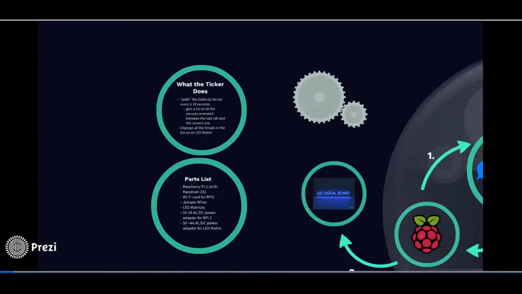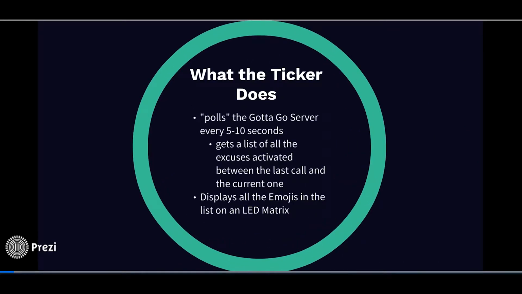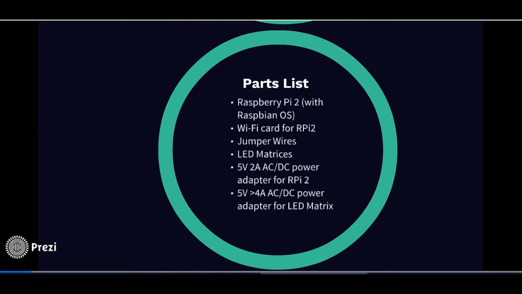So what does the Emoji Ticker do on a high level? All it does is it polls the Gotta Go server every 5 to 10 seconds. For each poll, it gets a list of all of the excuses that have been activated between the last time it was called and the current time. And then it displays all of those emojis in that list on the LED matrix.